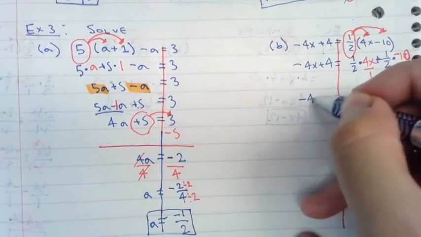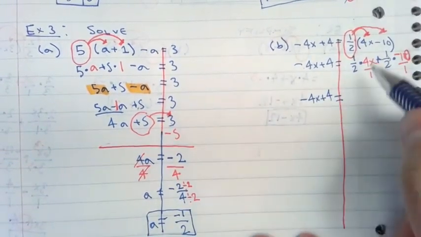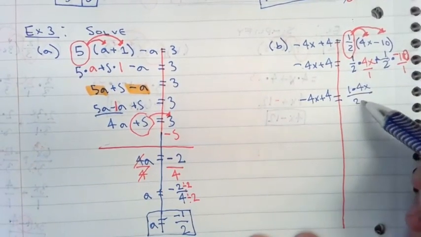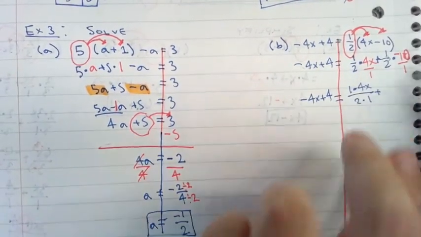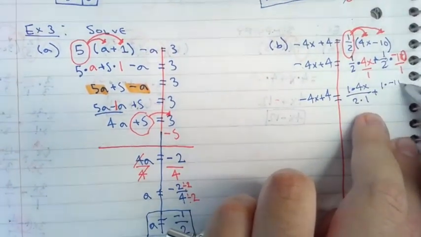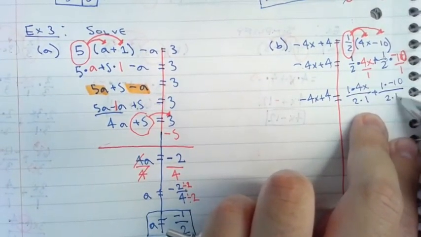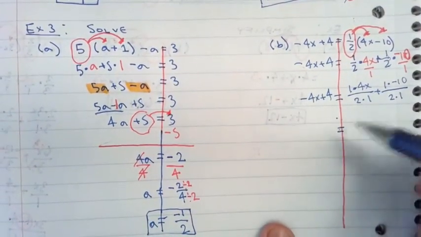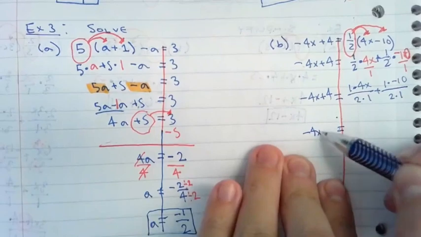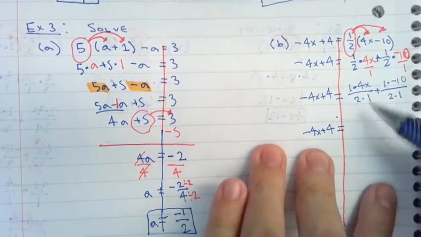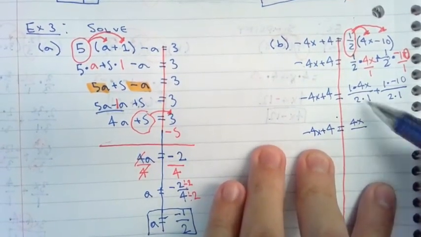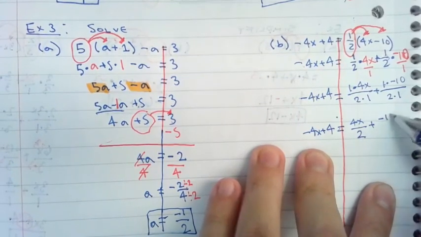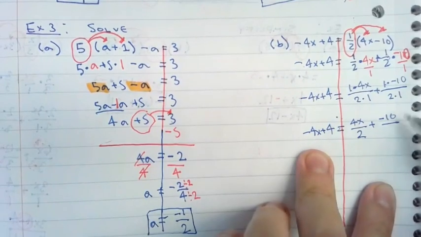So I'm going to have negative 4x plus 4 equals 2, 1 times 4x all over 2 times 1 plus 1 times negative 10 all over 2 times 1. Then we simplify. I'm going to go ahead and simplify this. So I'm going to put negative 4x plus 4. 1 times 4x, that's 4x. 2 times 1, that is 2. 1 times negative 10, that is negative 10. And then 2 times 1, that is 2.